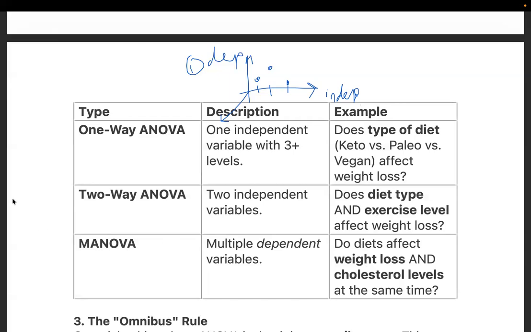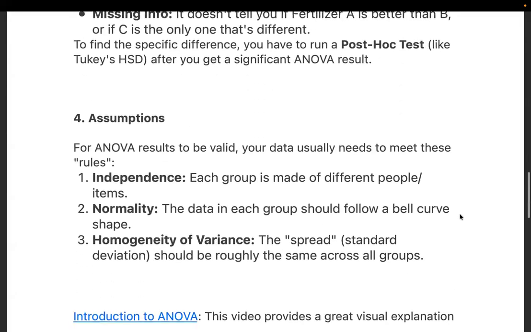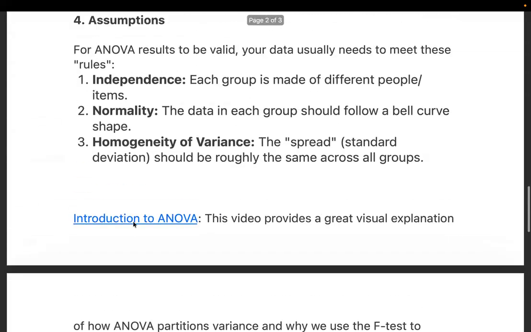So let's clear this. Now, there's another term, something called omnibus. Let's try to look at it this way. There's a nice video here, so I'm going to send it out to you. Please watch the video as well.